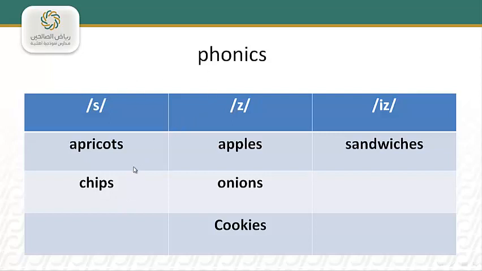Phonics. Here we can say the letter S in three different ways: s, z, or is. Here the letter S says s like apricots, chips. Here the letter is pronounced z like apples, onions, cookies. Here the letter S says is like sandwiches. So here the letter S says s. Here the letter S says z. Here the letter S says is.